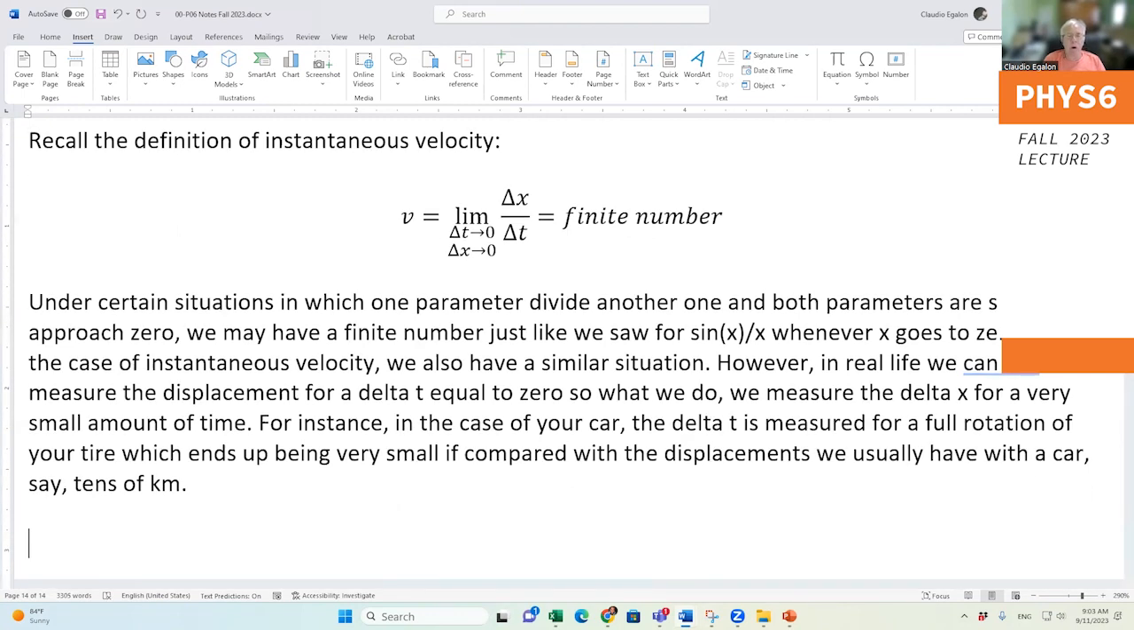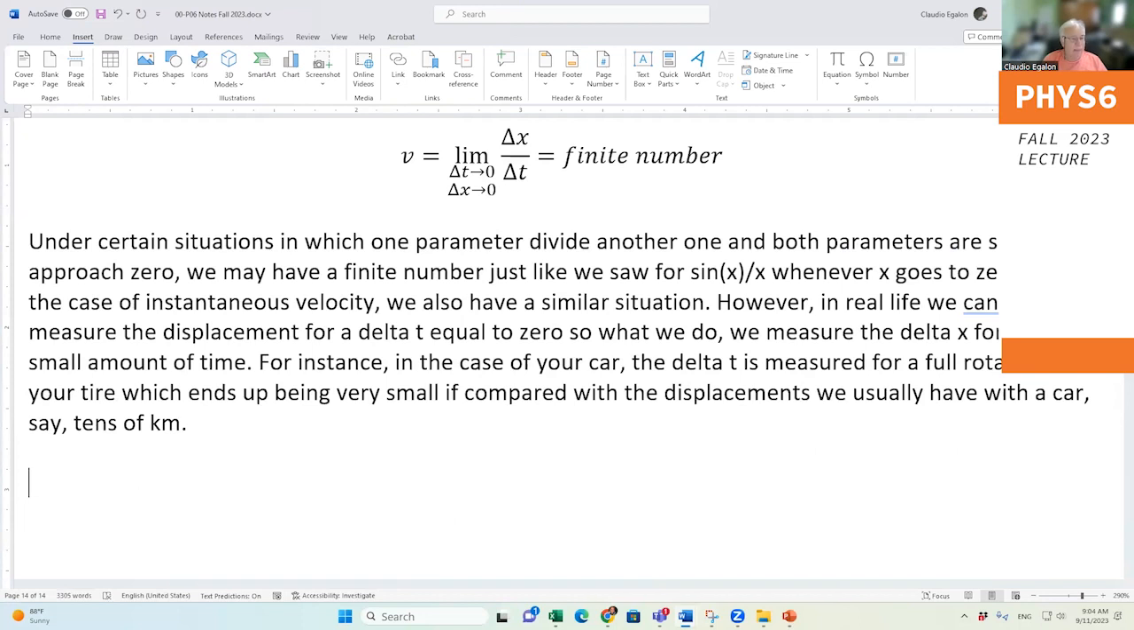We get a very small amount of time, and within this amount of time, we measure the displacement of the car. And the displacement is usually a full rotation of the tire of your car. So there is a device that counts how many rotations your tire underwent. And there is also another device that measures how long it takes for a single rotation of the tire. That's how we do it in practice, in real life.